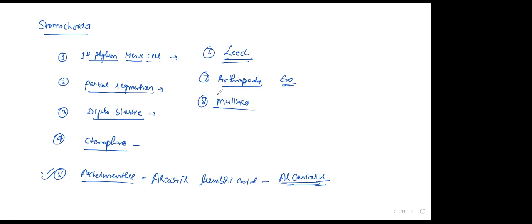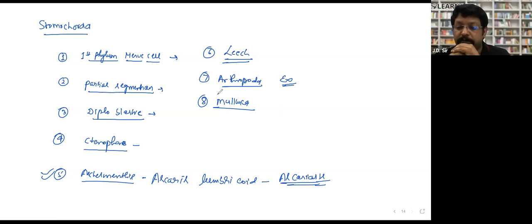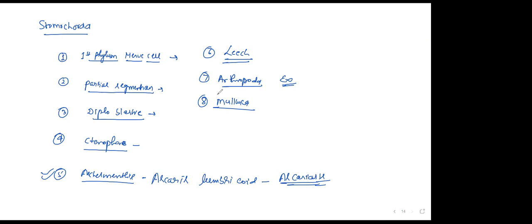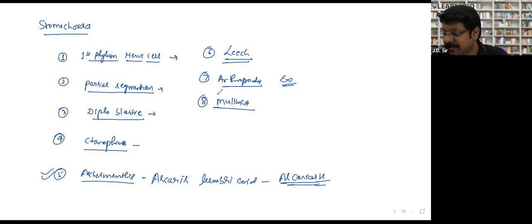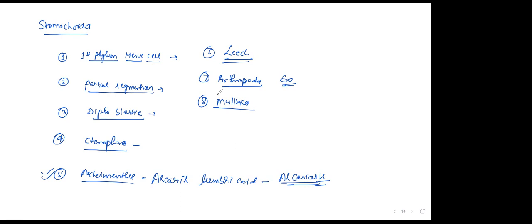What is the name of that part which secretes that calcium carbonate shell? Name of that muscle or that tissue? Mantle. Remember mantle. After the shell, there was a layer of mantle. Mantle secretes that substance. Sir, I told that only. Okay.